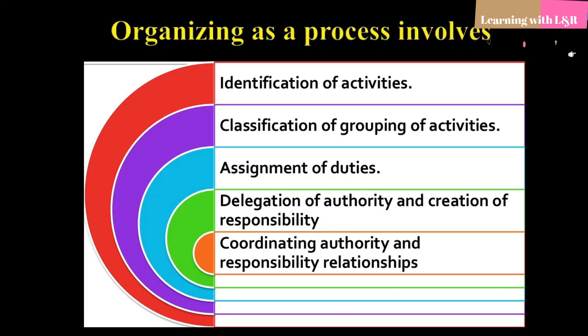Then organizing as a process involves, what kind of process is involved in organizing? First one is identification of activities. What kind of activity is needed here, that should be identified before. Classification or grouping of activities, right? Then assignment of duties. Then delegation of authority and creation of responsibilities according to the capability or caliber of the member.